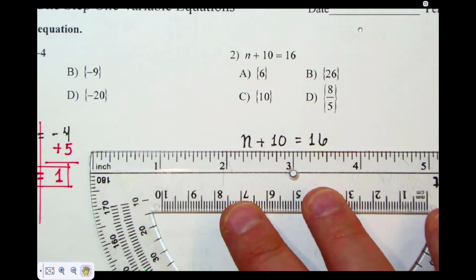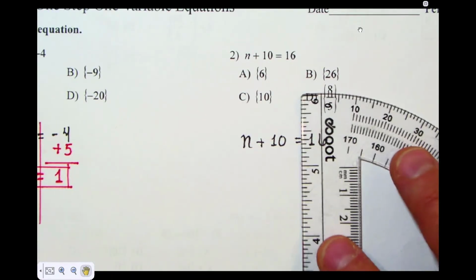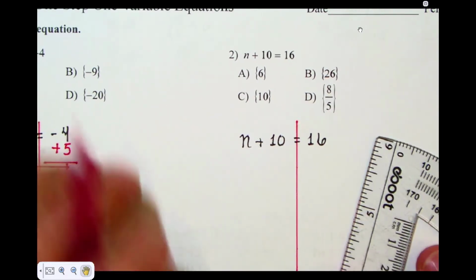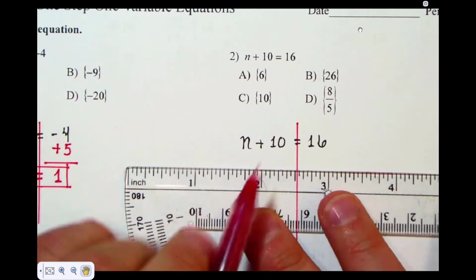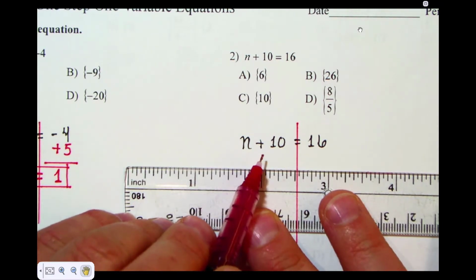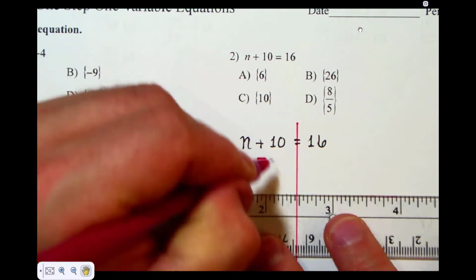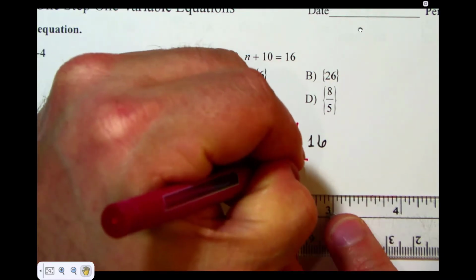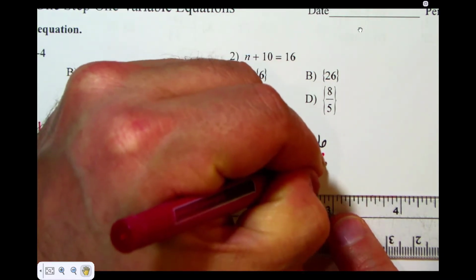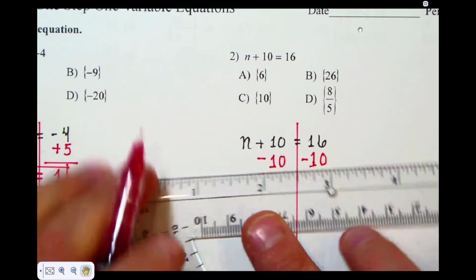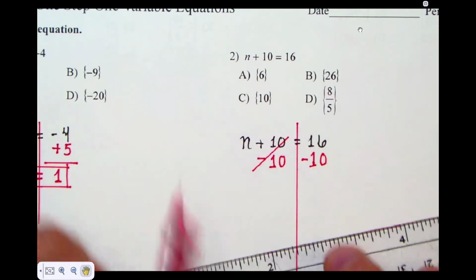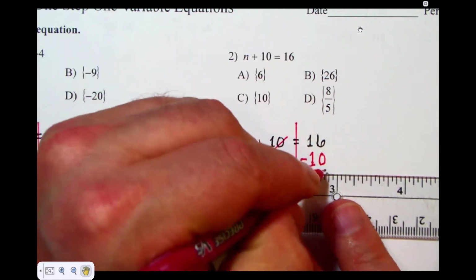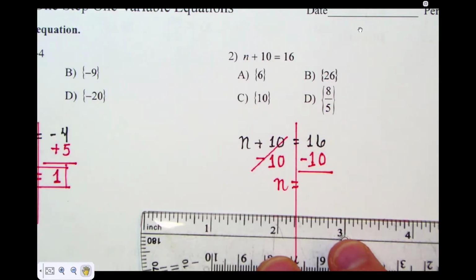Well, first step is always the same. Vertical line. Now we apply the additive inverse. Positive 10 becomes negative 10 here. So we minus 10 on both sides is what most students say. Well, 10 minus 10 is 0, so I cross it out over here, bring down that n, and now 16 minus 10 is 6.